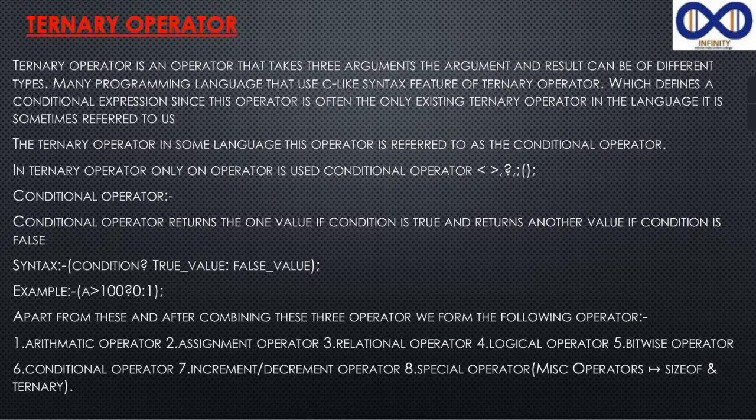Here we have greater than, smaller than, a question mark, and brackets are also used in the ternary operator. The conditional operator returns one value: if the condition is true, it will give 1, and if the condition is false, then it will return 0. The syntax is condition, true value, and false value. For example, it will return either 1 or 0; 1 is true and 0 is false.